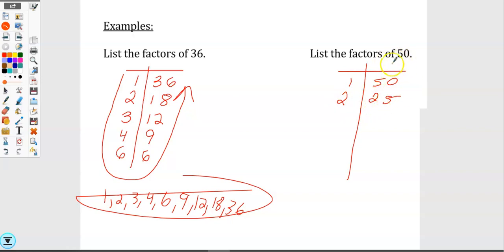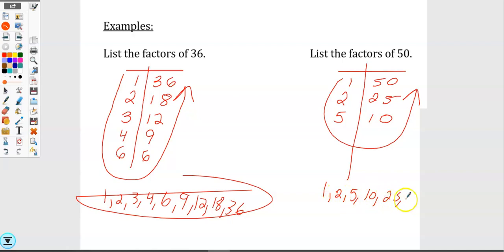We're going to try 3. That would give us a decimal, so that's no good. 4, again, doesn't work. We can do 5. That's going to give us 5 and 10. You can try 6, again going to be a decimal. 7, 8, and 9 are all going to be the same thing, and 10 we're going to repeat. So now we have all the factors. We run the U to list them. So 1, 2, 5, 10, 25, and 50 are all of the factors of 50.